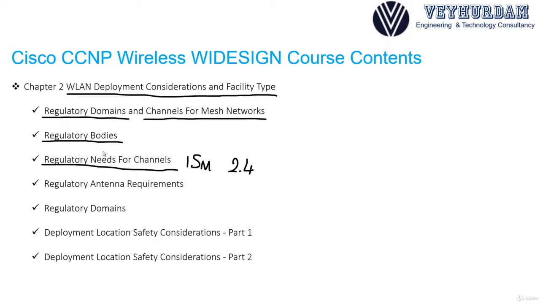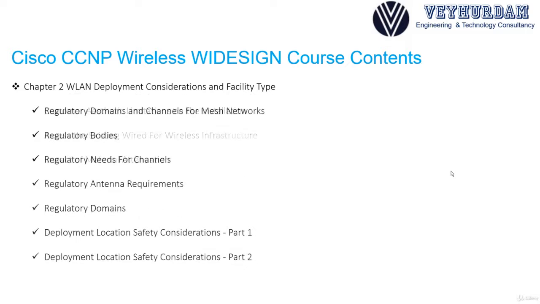We will understand regulatory antenna requirements, why we have them in the first place, and we will understand different regulatory domains. Actually, you have 14 of them, and we will talk most of them. Then we will consider some facility type information and focus on the safety considerations. It will be in 2 parts, and we will talk about warehouses, storage facilities, production environments, some hazardous environments, outdoor RF places, and also we will talk about some safety considerations related with ladders and lifts.